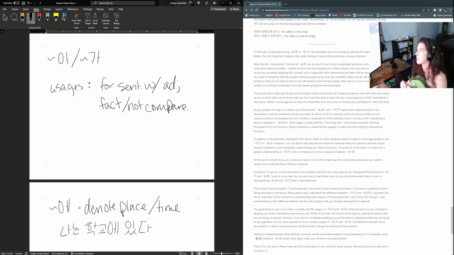In both pairs of examples, using un and nun and i and ga, the translation does not change by altering the subject particle. Rather, the only thing that changes is the subtle feeling or nuance that something is being compared. So, un and nun is like a comparison. It can be compared. Doesn't mean it is being compared, but it can be. It probably will be. Using i and ga is like factual. You're not comparing anything. It's like this is happening. That can also be happening, but they're two relatively different things. They're not being compared.